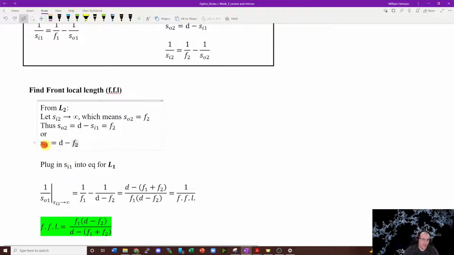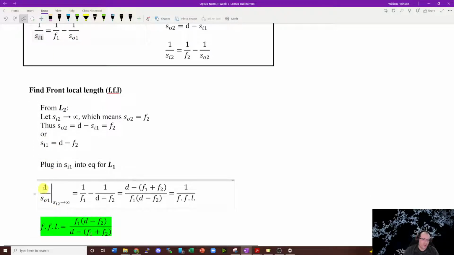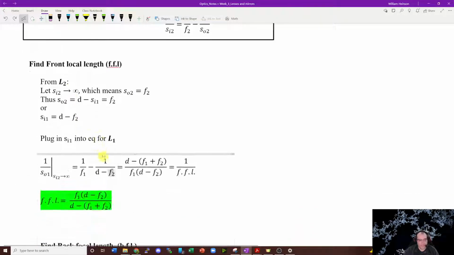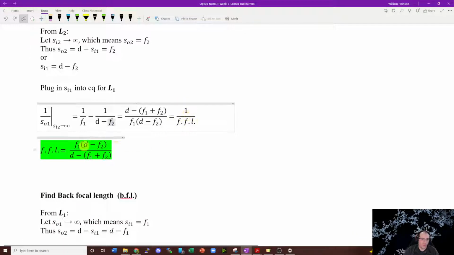You plug this in for this, right? Boom, boom. So you rearrange your object distance when our image is at infinity, and it equals 1 over the first focal length, d minus the second focal length, which equals this here when you combine the terms, which is the front focal length. So this focal length over here for this system. And we inverse this, we get this.